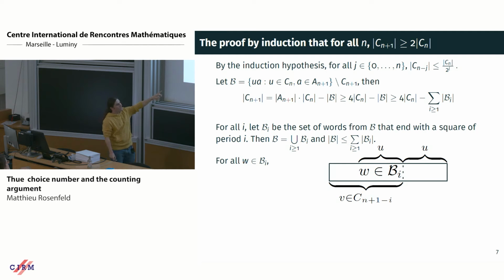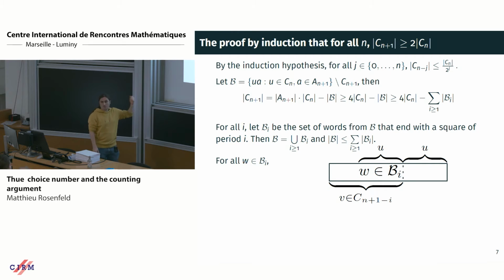Well, in this word, which I'm going to call V, I know that there is no square, right? So this word, just by removing the last letter, I know that I've killed all the squares. So if I remove more than the last letter, then I've killed all the squares. So V is a square-free word, and it respects my alphabets. So V belongs to Cn plus 1 minus I.